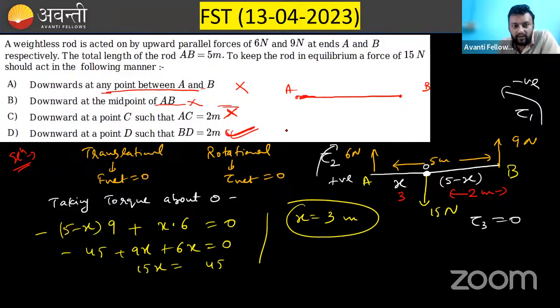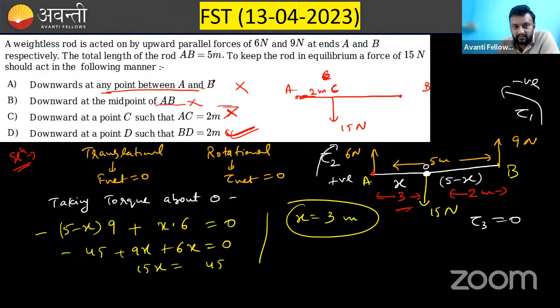Now they are saying the 50 Newton force should act downward at a point C like this, such that AC is equal to 2 meter. But what we got is that the distance of the 50 Newton force from point A is 3 meter. We got that it should be at 3 meter, but the option says it should be at 2 meters. So this option is wrong.